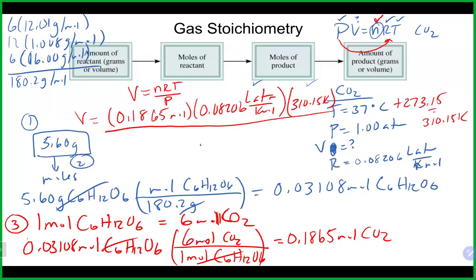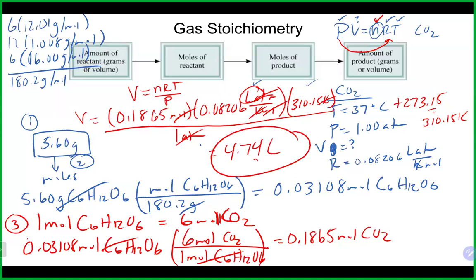All divided by our pressure, which was 1 atmosphere in this case. Atmospheres are going to cancel, Kelvin are going to cancel, moles are going to cancel, going to leave us liters as the only unit left, which is good. So we'll take our moles, times it by the ideal gas constant, and 310.15, going to get us 4.74 liters of CO2 would be produced in this case.